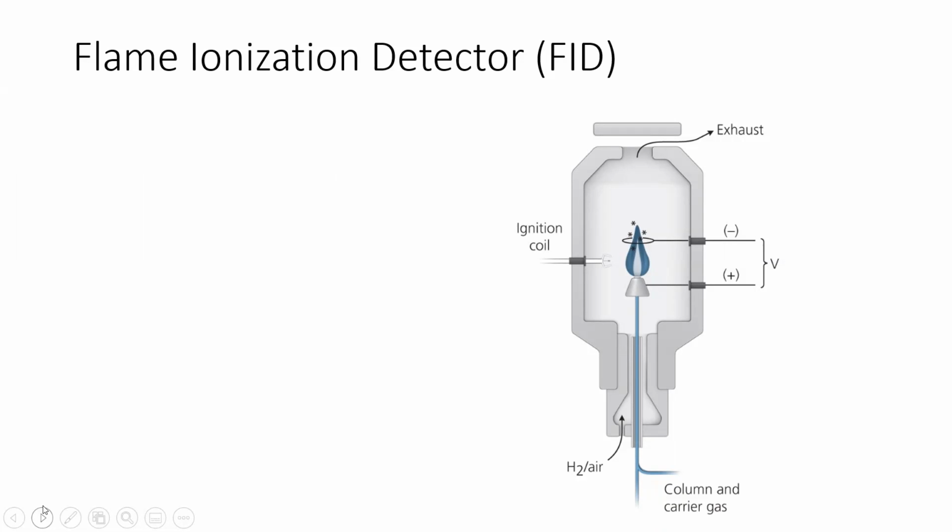The first and probably the most common GC detector is this FID, right? This flame ionization detector. In addition to being the most common, and maybe the reason it's the most common, is because it's also the most applicable, right? We can analyze essentially any analyte. We can detect any analyte that will combust.